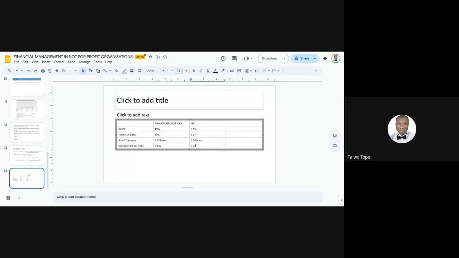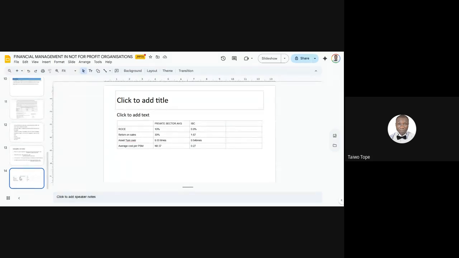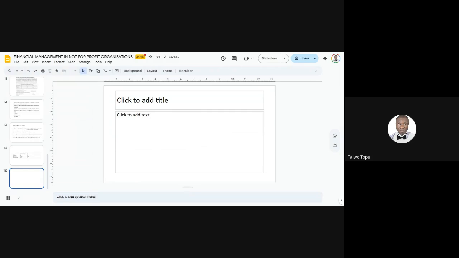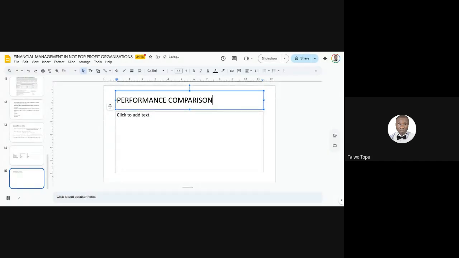Because of time, let me do a little write-up on that. So we have performance comparison. Please, when you're answering questions in the hall, always give good headings to your answers. Performance comparison.